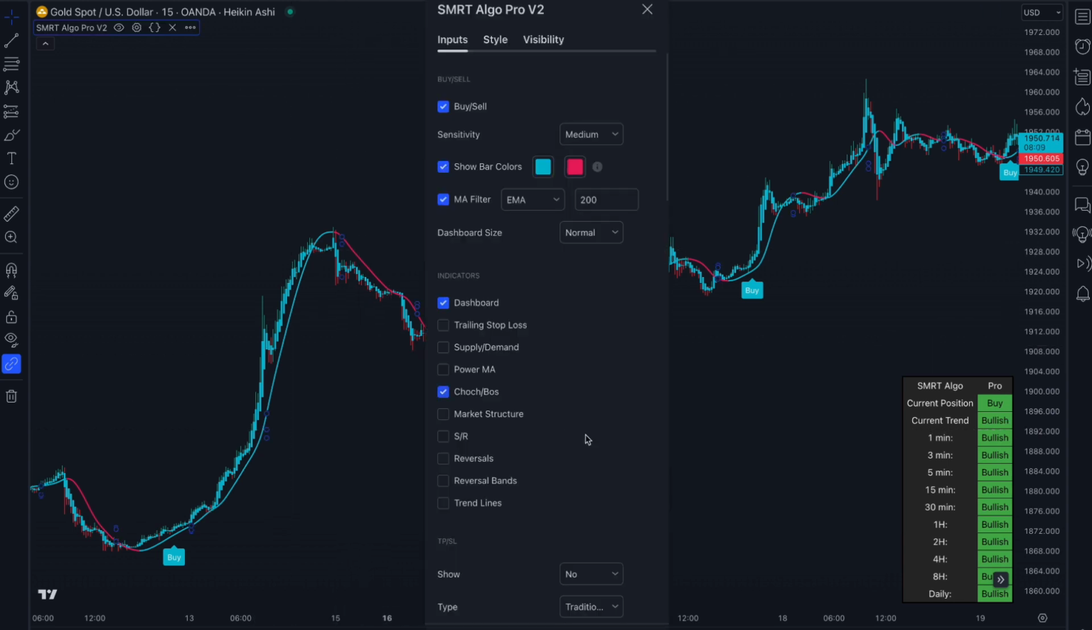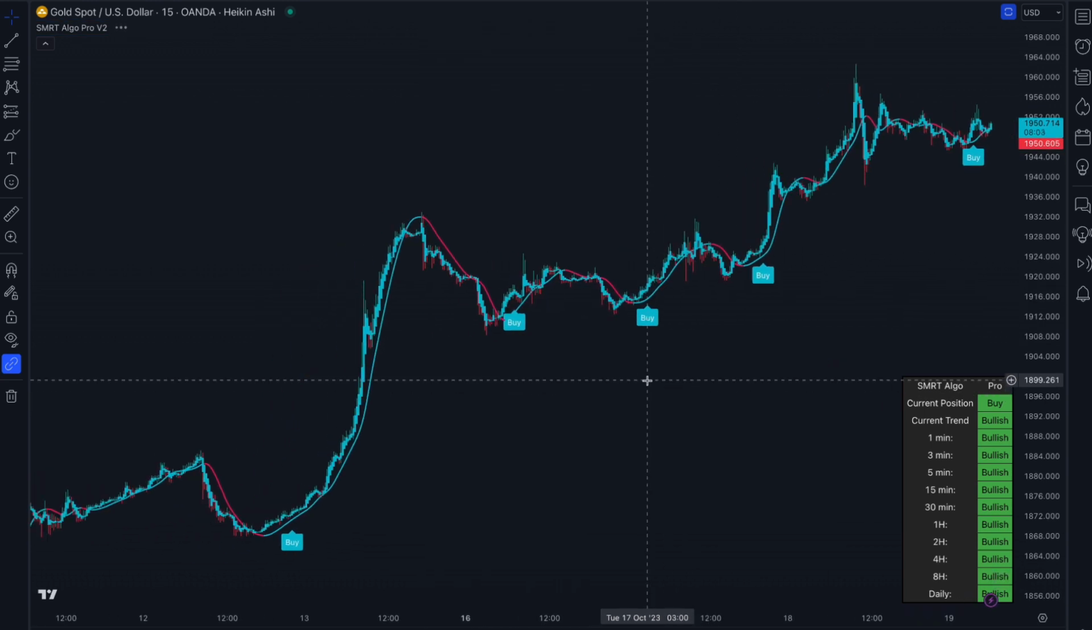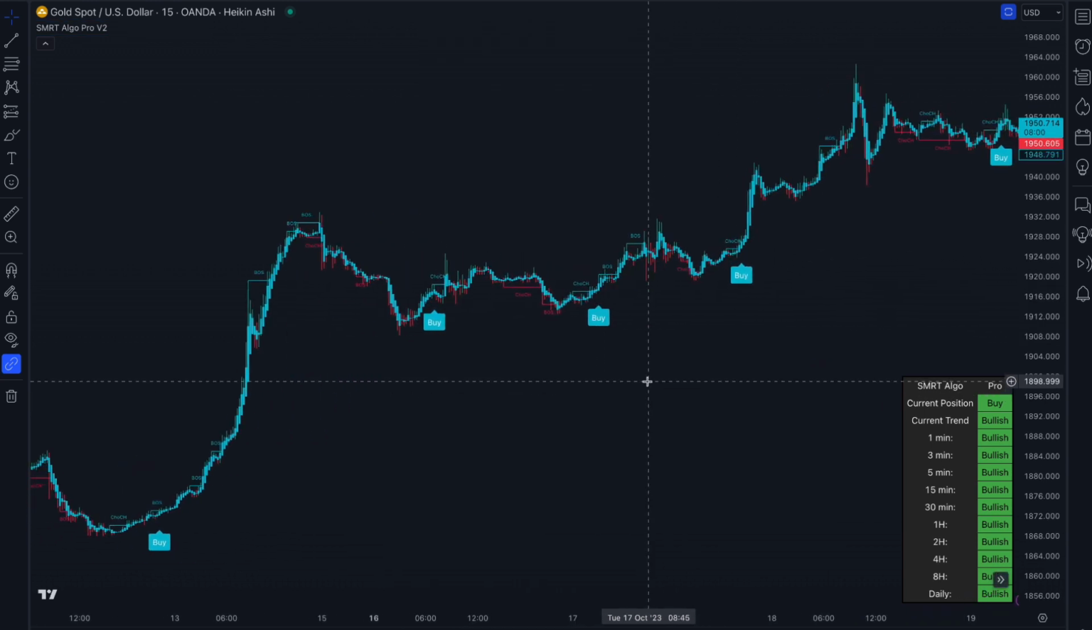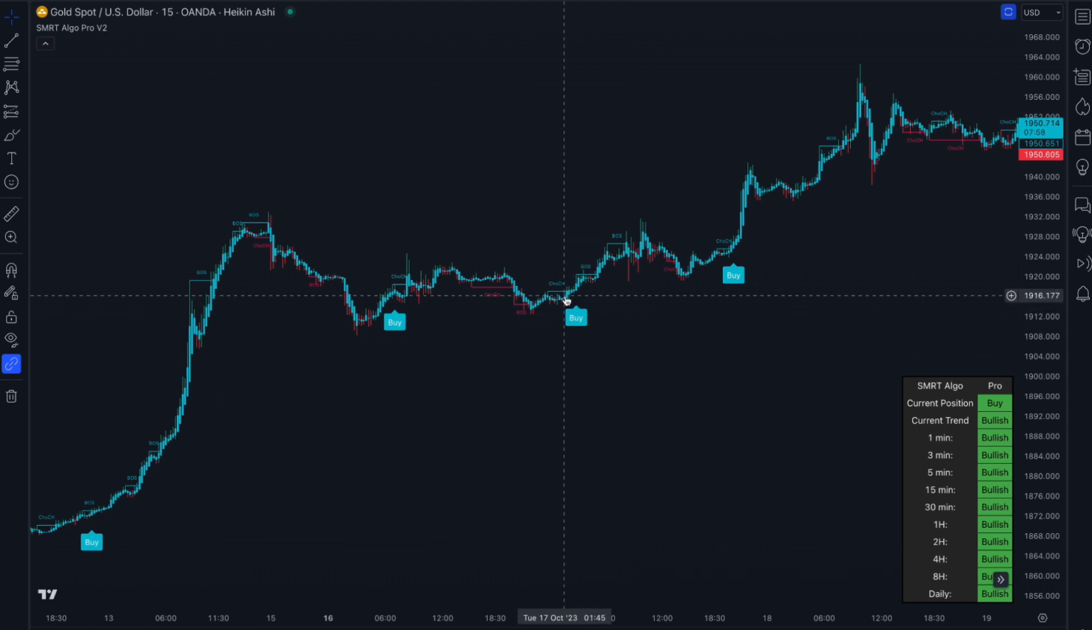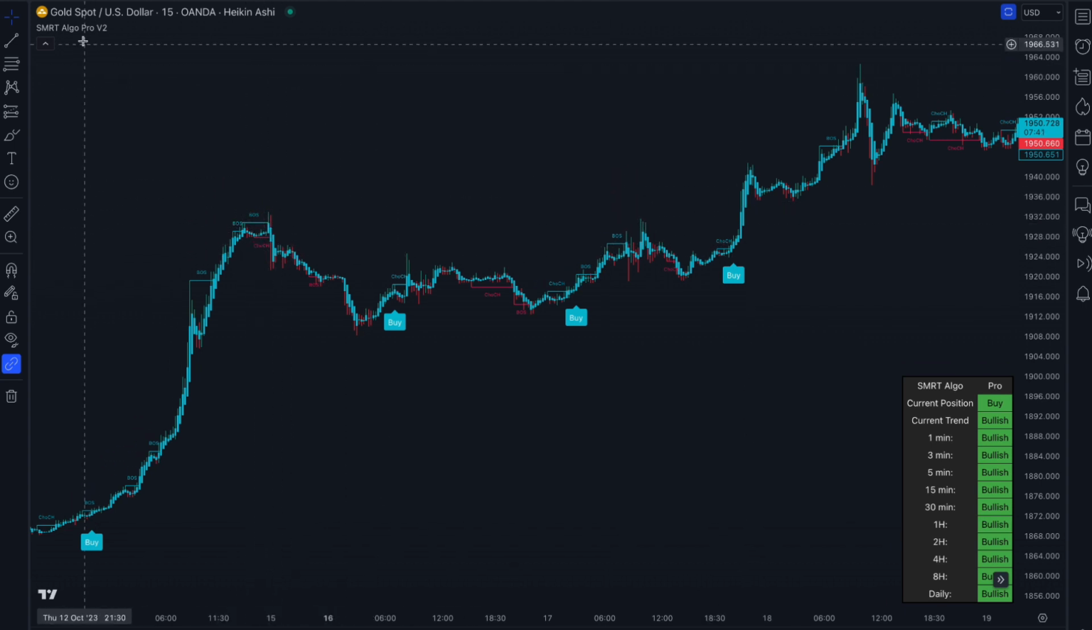The change of character and break of structure indicator is also for the SMC traders. So it shows the internal structure breaks and change of characters. You'll see what I mean here, where we have only the internal structures. So it only shows the internal structures and not the external structure breaks. For example, this break of structure here is not printed, but this internal break of structure and change of character is shown on the chart.